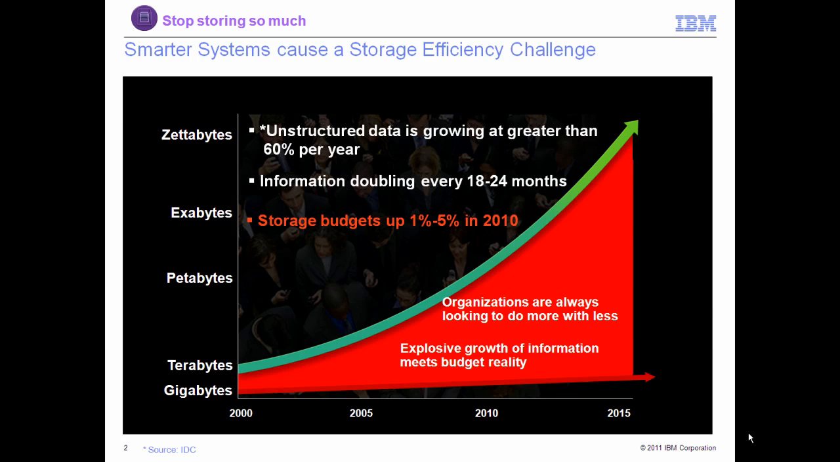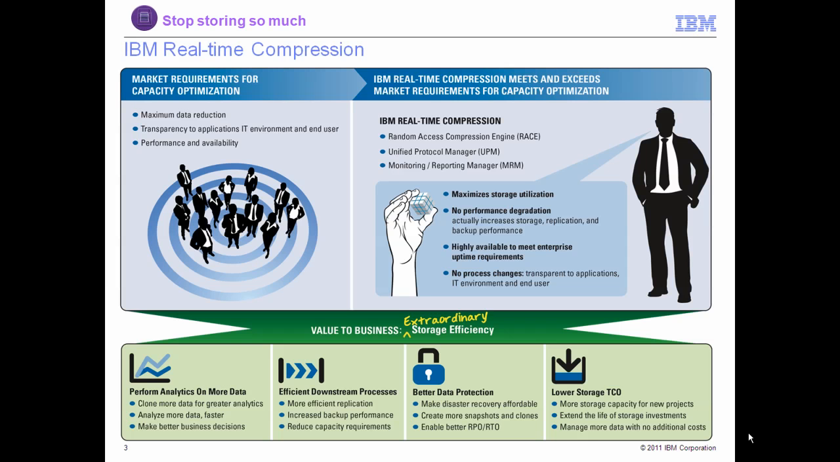The solutions that tend to help us attack that problem are in the realm of storage efficiency. Those storage efficiency technologies come under the guise of thin provisioning, virtualization, tiering, deduplication, and compression. The technology I'd like to talk to you about today is IBM's real-time compression solution.